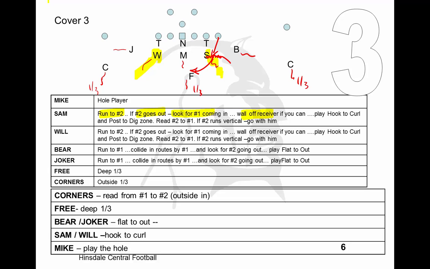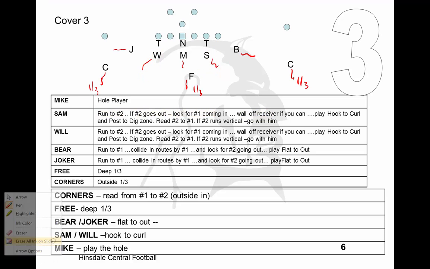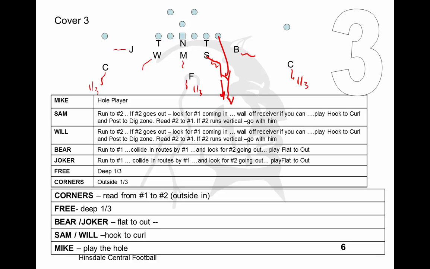And the other caveat here in blue is that if number 2 goes vertical and you're running to 2, if he goes vertical straight up the field, you continue and run with him. Bear and Joker, again, you run to 1, fly the in routes, and if 1 goes in, look for 2 going out. You play the flat to the out. And again, this is our common defense we'll play, which is called cover 3 commonly, but we call blue.